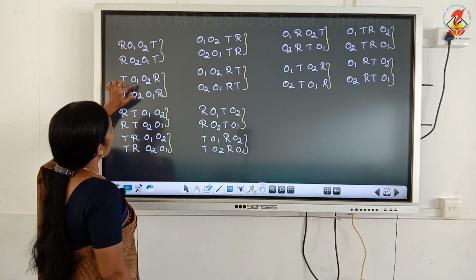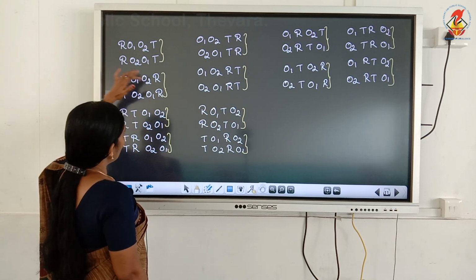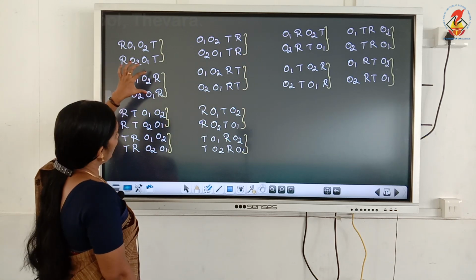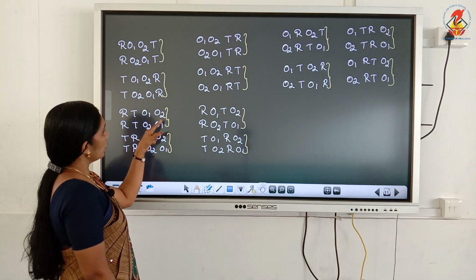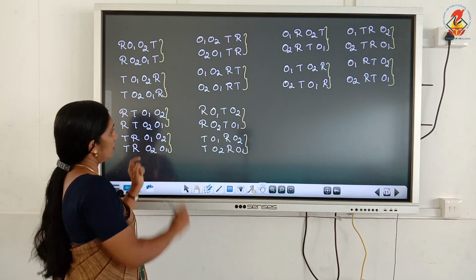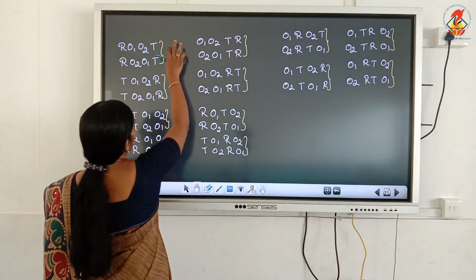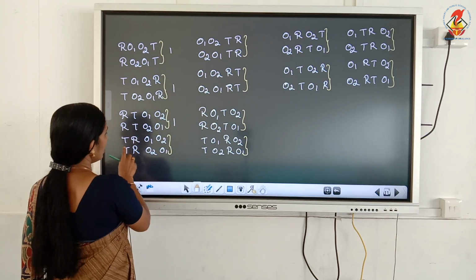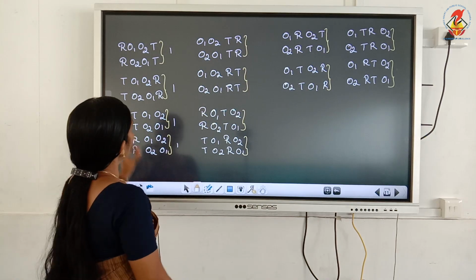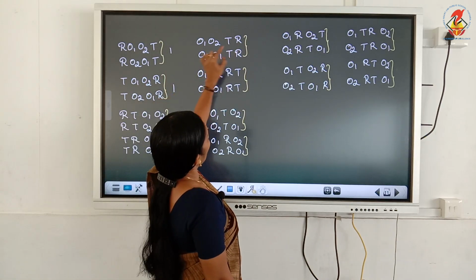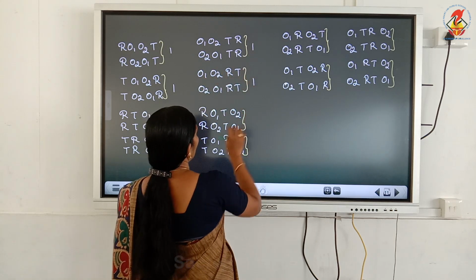Now T O1 O2 and T O2 O1 are two different ways we can write, but both represent the same word. Then R T O1 O2, R T O2 O1, so here 1, 1, 1, 1. Here T R O1 O2, T R O2 O1. Now O1 O2 T R, O2 O1 T R, that is 1, here 1.